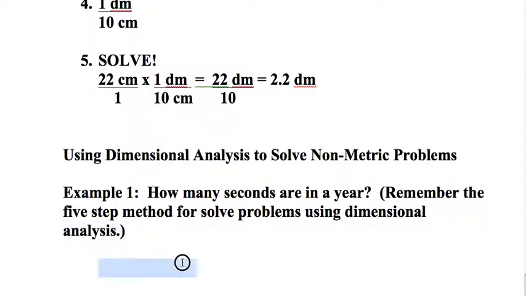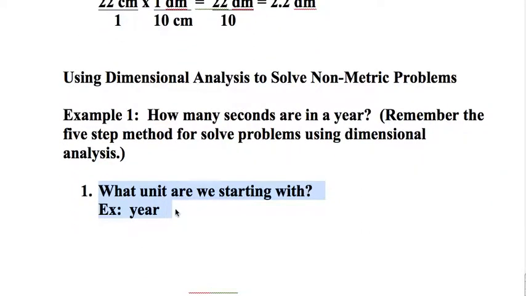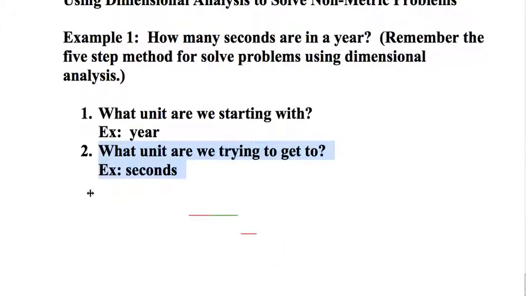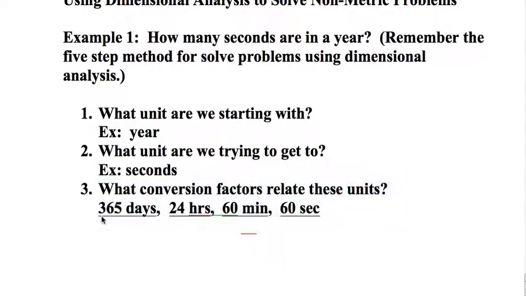So the first thing we need to write down is what unit we're starting with. And in this case, we are starting with a year. And the next question we need to figure out is, what unit are we trying to get to? And we're trying to get to seconds. Then here's where we're going to get a bunch of conversion factors, because the next thing we need to do is think of all the conversion factors that relate years to seconds, that can get us from one to the next. Okay? There we have the top half of our conversion factors.